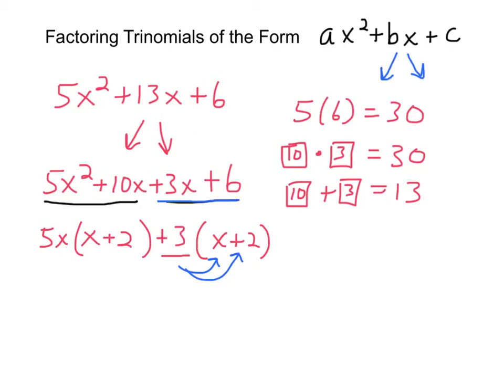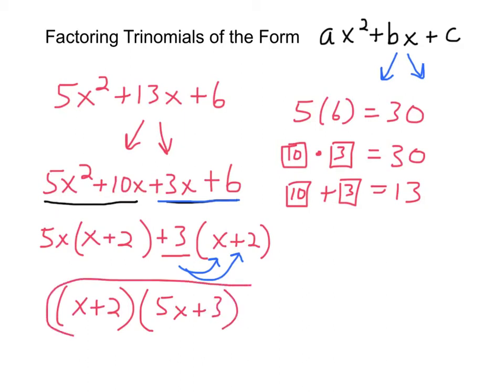And then the factor that's in parentheses, x plus 2, on both sides becomes factored out as a common factor, so it just becomes 1. And then the 5x and the plus 3 get put together to form the other set of parentheses. And you've got your answer.